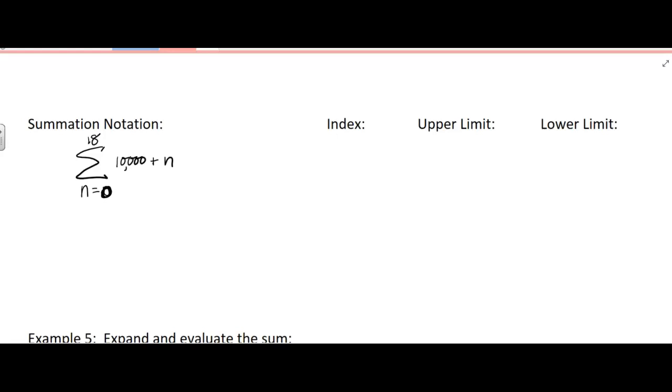Now, this N right here, sometimes they'll use I for it and sometimes they'll use K. They can use any letter they want, but usually those are the three. It's either an N, an I, or a K. That's called the index, okay? The lower one, it'll tell you the variable and it'll tell you the lower limit. Okay, so N is 0. That's the lower limit here. The upper limit says when to stop. So like we're going to stop at N equaling 18, okay? And our index is N, okay?